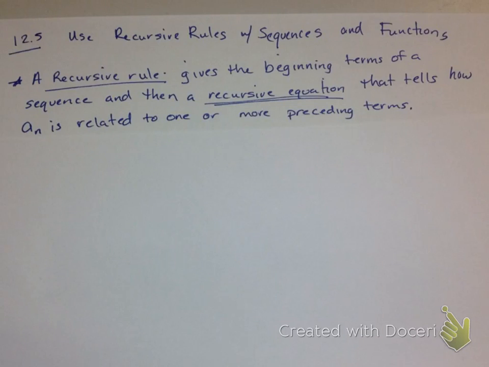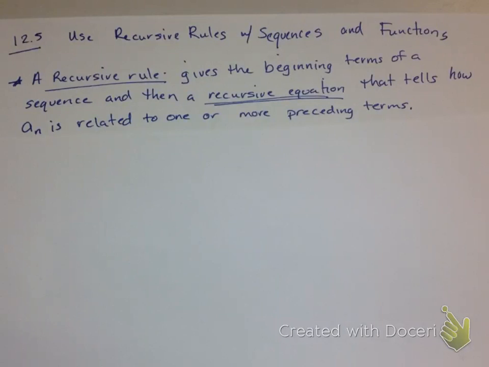So today we are going to go over the last lesson, which is 12.5, and it's using recursive rules with sequences and functions. Now there is going to be a total of 6 examples of the definition of recursive rule. It gives the beginning terms of a sequence and then a recursive equation that tells how a sub n is related to one or more preceding terms. So I'm just going to give you a little bit of time to write that.